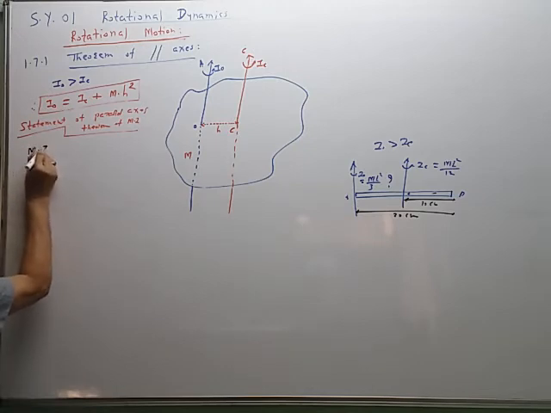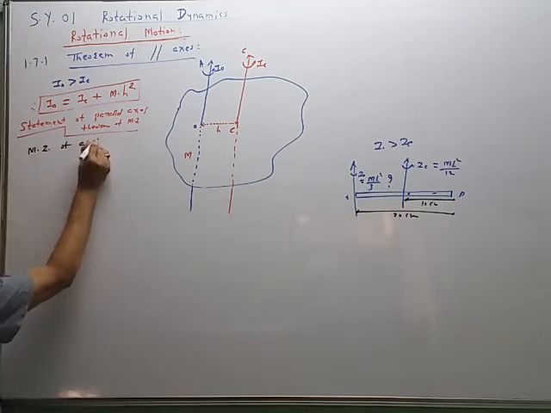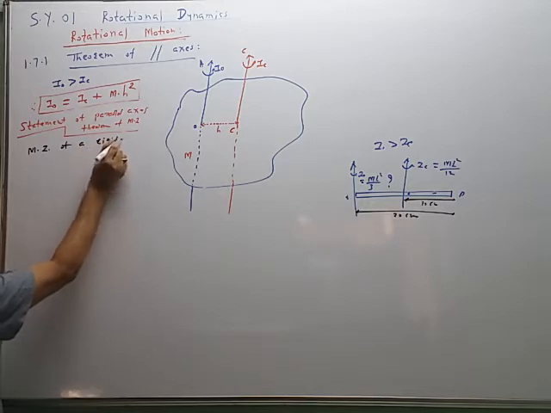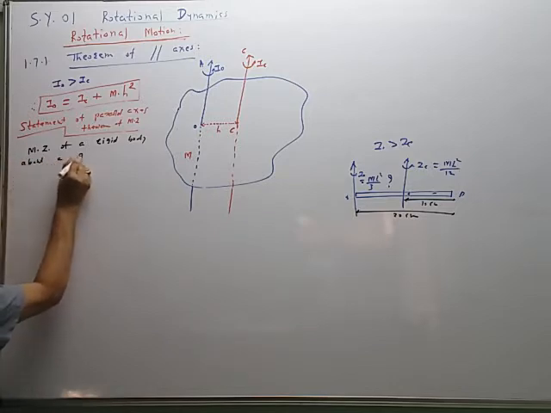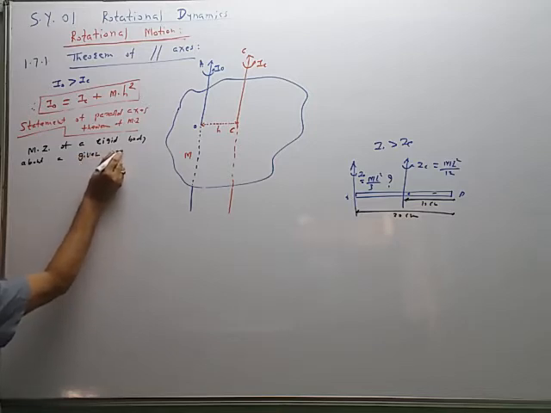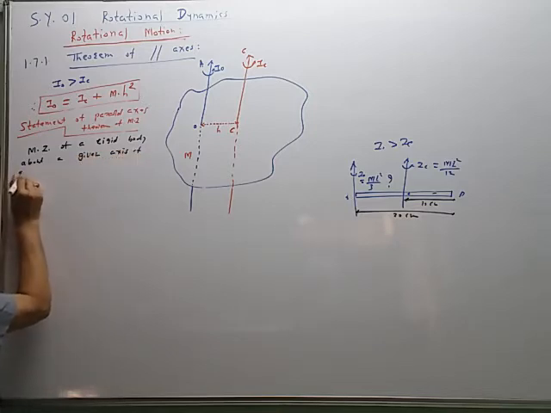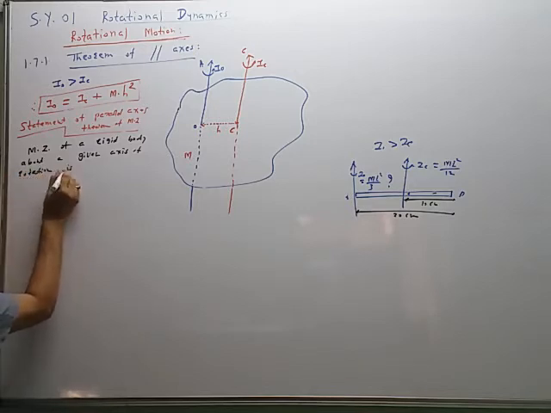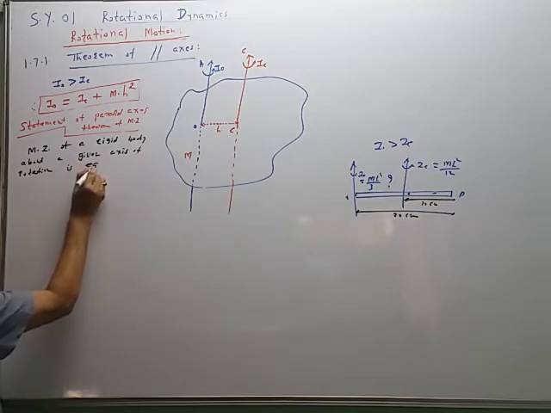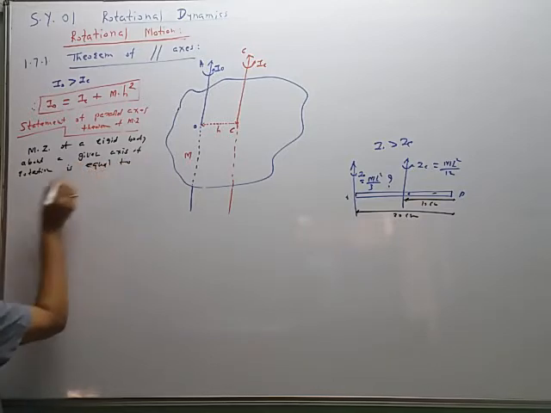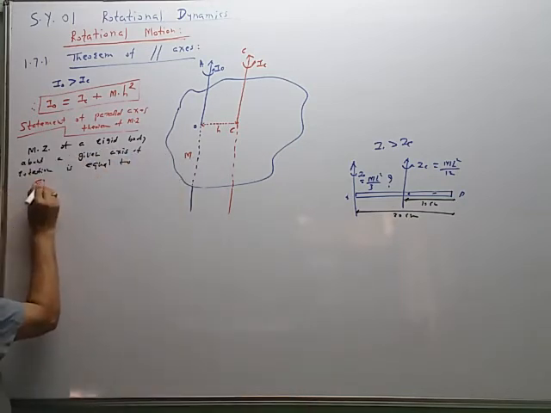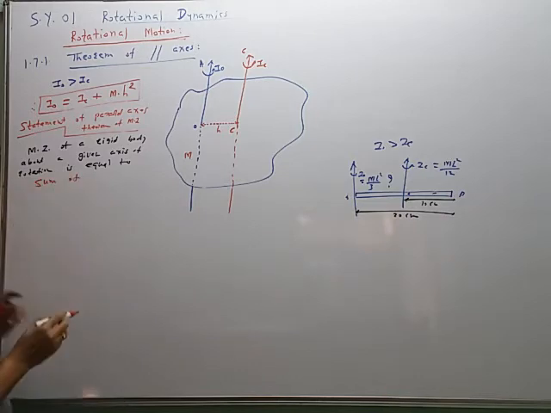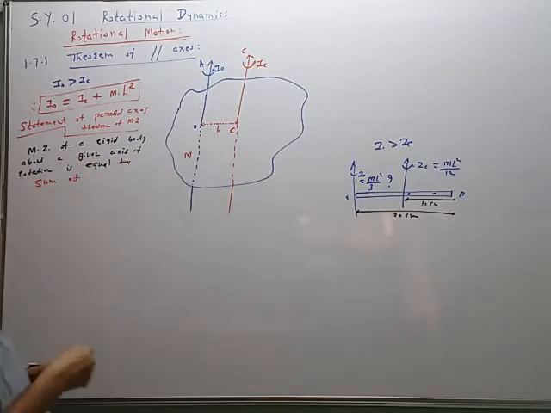MI, moment of inertia of a rigid body about a given axis of rotation is given by or is equal to the sum of A and B. So A is this term.